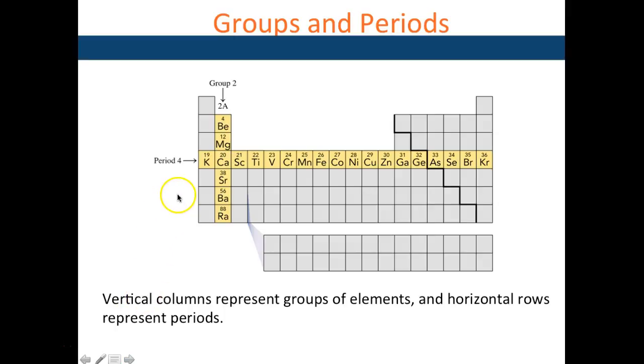So we talked about the groups and periods. Now, how do you identify an element? Suppose the question says, what is the element in period 4 but group 2A? So that would be calcium, because that's period 4, group 2A, all right? So you can identify an element based on where it's located within the period and its particular group.